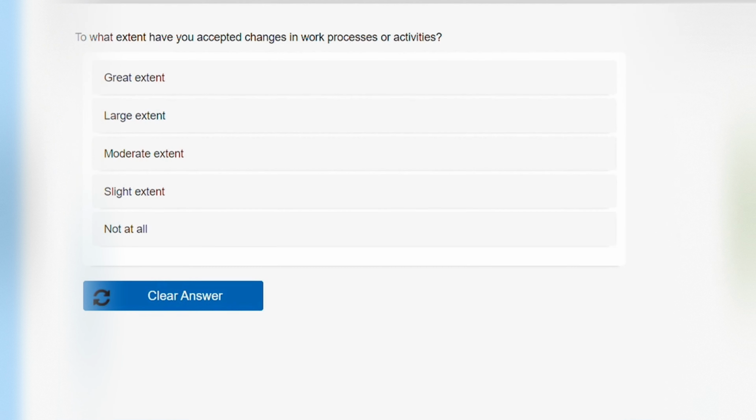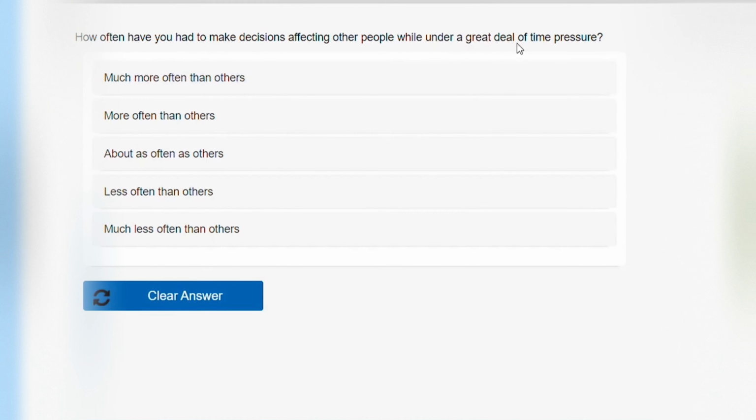To what extent have you accepted changes in work processes or activities? Large extent. To what extent have you been able to recognize when a change was necessary? Maybe here and there you can pick great extent as well, just to break the trend. Otherwise, you just don't want to pick the second option for all the answers, right? So maybe here I will pick great extent. How often have you had to make decisions affecting other people while under pressure? More often than others, or much more often than others? As I said, for 1 or 2 questions, you can be slightly more extreme, but try to remain one step below extreme for the others.